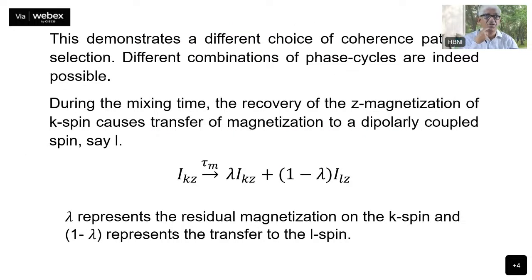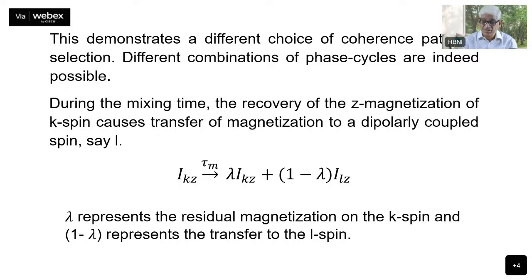So this demonstrates a different choice of coherence pathway selection. Different combinations of phase cycles are indeed possible. These two examples show how you choose different pathways. In one case you choose the double quantum filtering pathway; the other way you use the Z selection. This is all done by phase cycling, but the zero quantum does not go away, because you use a different trick to eliminate it.